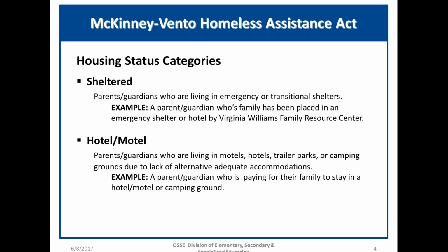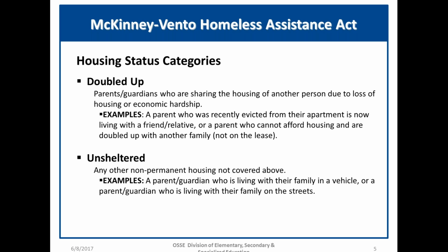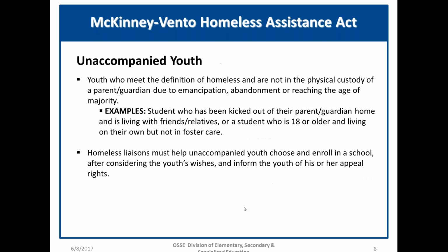So regardless of which of the four housing status categories are used, if a young person is unaccompanied and not in the care of a parent or guardian, then we also need to identify those students as unaccompanied youth, because they also are living in one of those housing status categories. So please be sure, if you have unaccompanied youth, to also identify where they're sleeping at nighttime with one of the housing status categories.